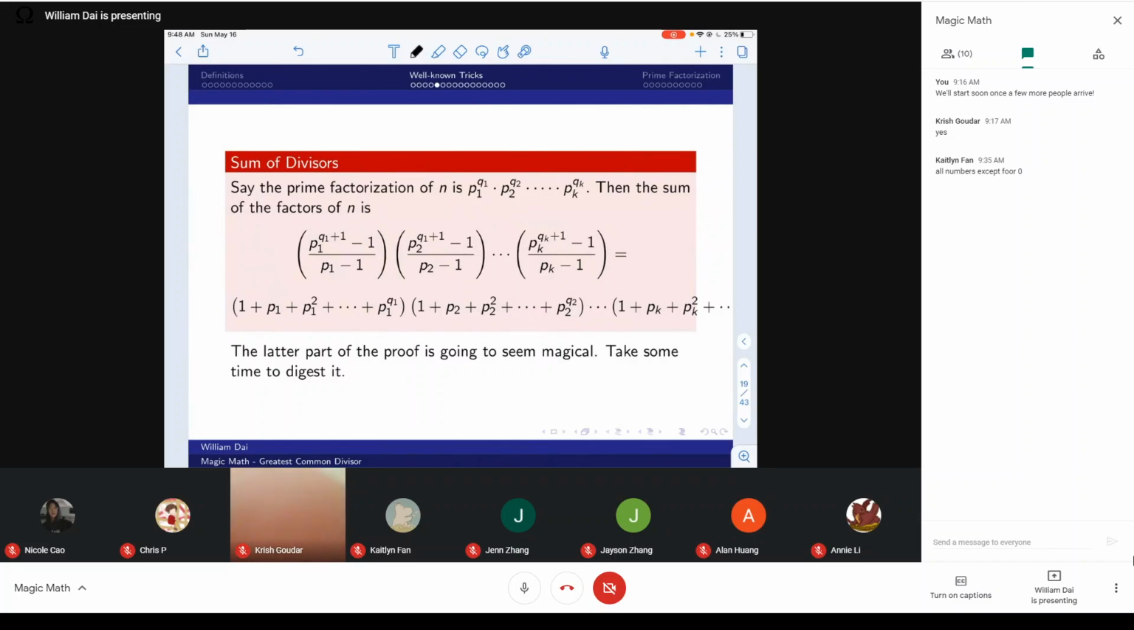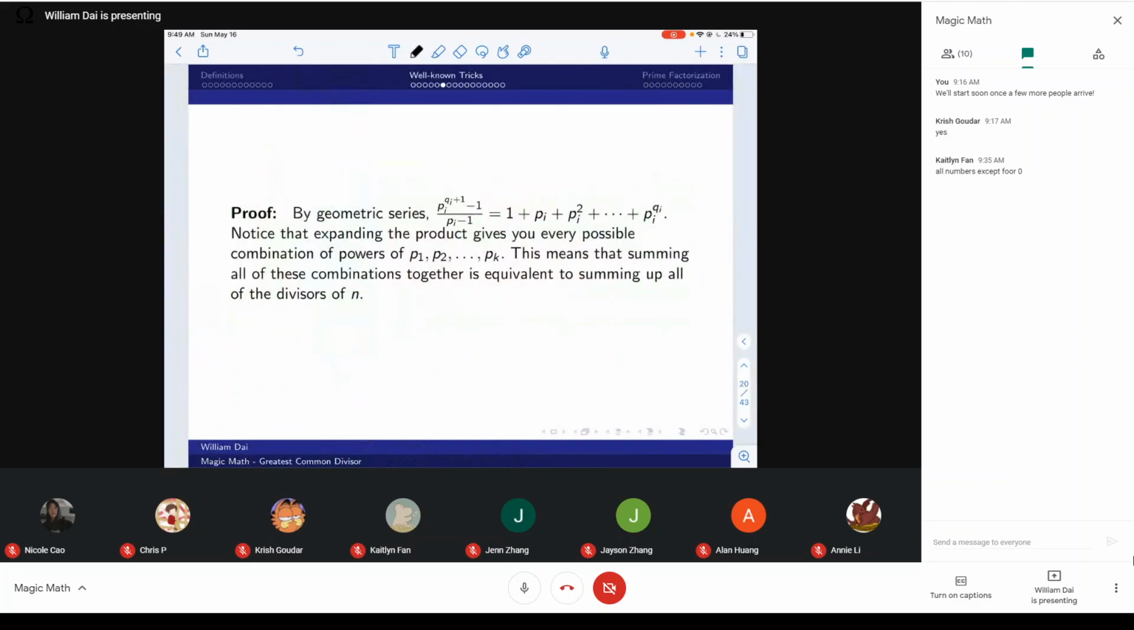So now we have the sum of divisors, which is actually very similar to the previous proof in terms of the ideas here. Again, we write out the prime factorization, and we get this big formula, which seems really bizarre, because how do you even get this? Well, this kind of gives a hint. These are all of the powers of p_i that divide n.